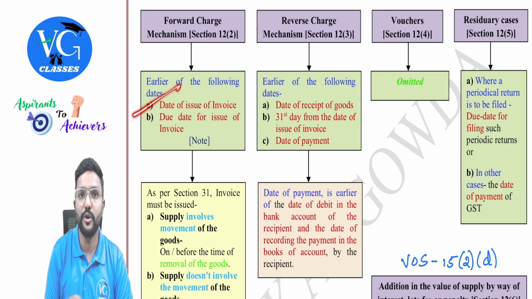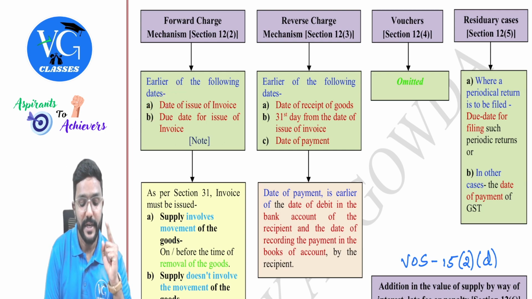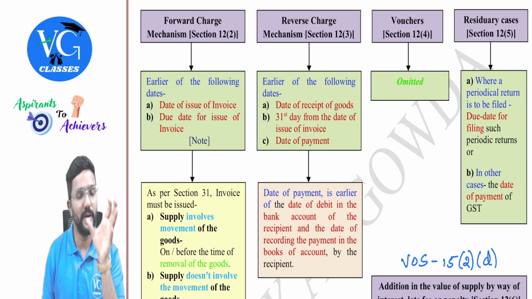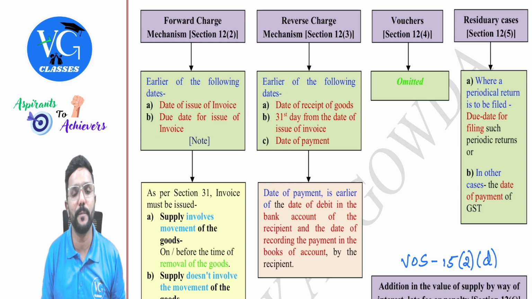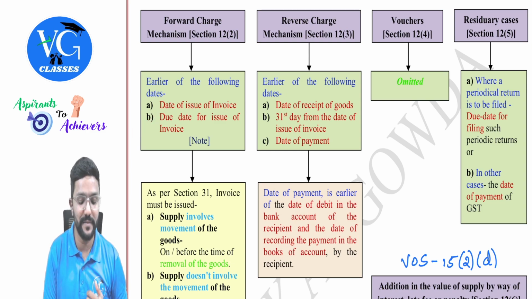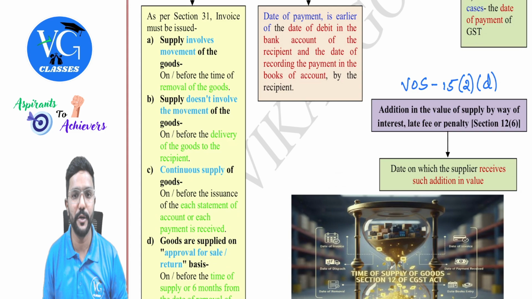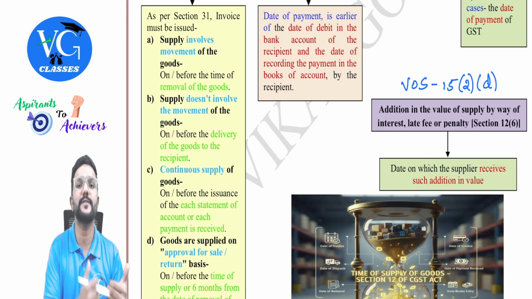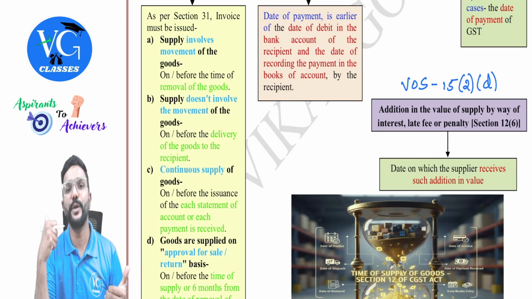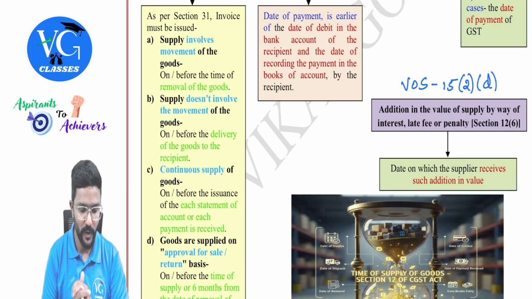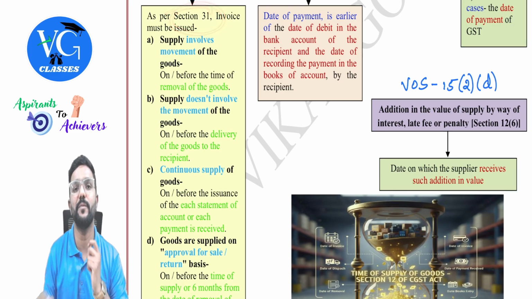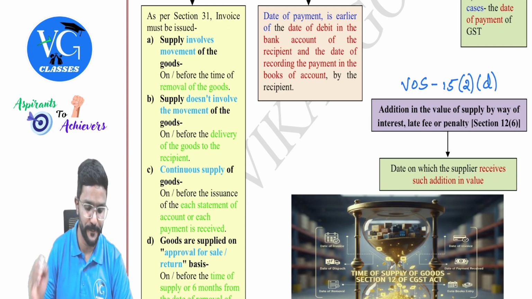We need to take the date of issue of invoice or the due date of issue of invoice. The date of issue of invoice is the date mentioned on the top of the invoice. Whereas the due date to issue invoice is given in section 31. It is a part of the invoice chapter, but we will cover it here because the time of supply depends on the due date to issue invoice. We will refer to section 31 to know the due date to issue invoice for goods.